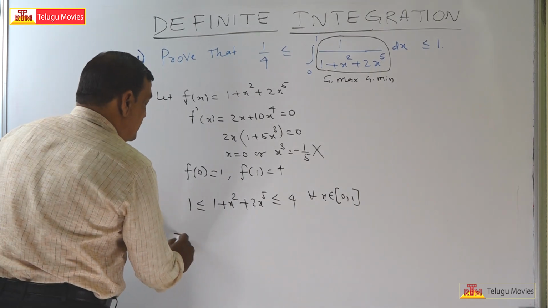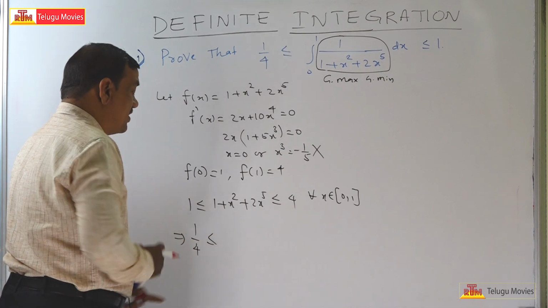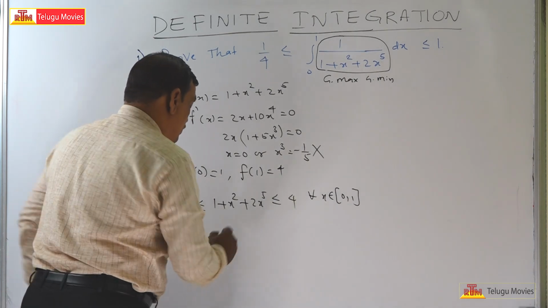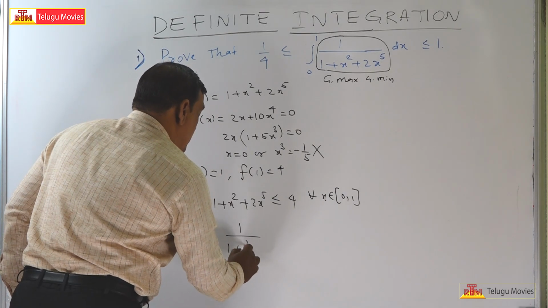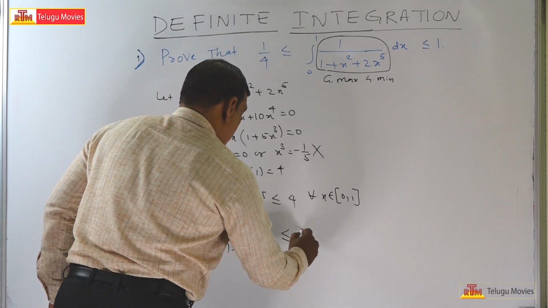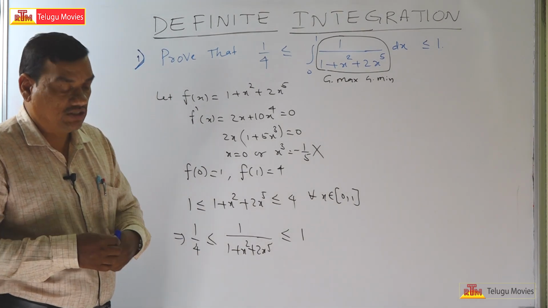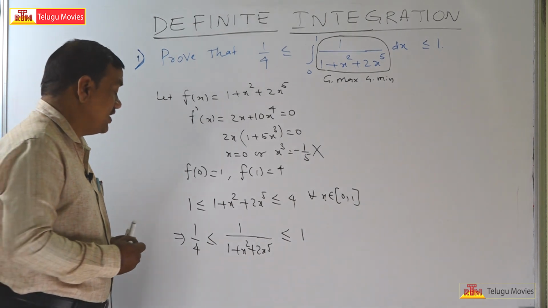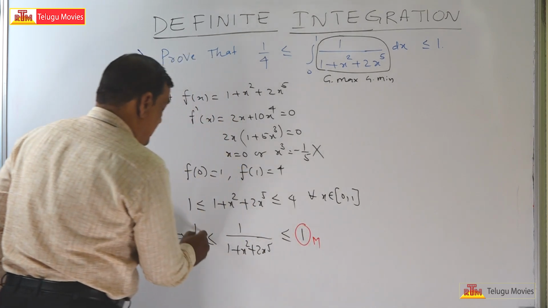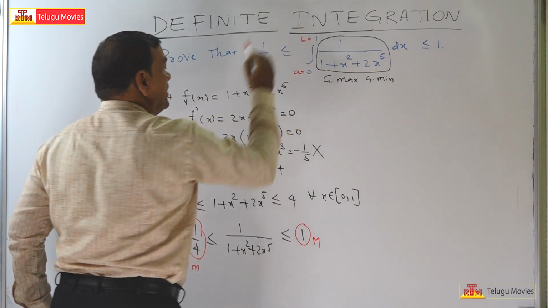When you take reciprocals, we know that 1 by 4 comes back, and the inequality sign reverses: if it was less than or equal to, it becomes greater than or equal to. If you want to write it as less than, you just reverse it. So 1 by 4 is less than or equal to 1 by 1 plus x square plus 2x to the power of 5, which is less than or equal to 1. This is the minimum value and this is the maximum value, the global minima and global maxima. In our notation, we take this as a capital M and this as a small m, and it is your A and it is your B.